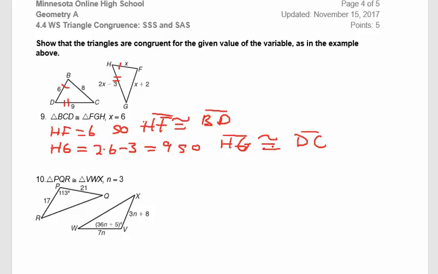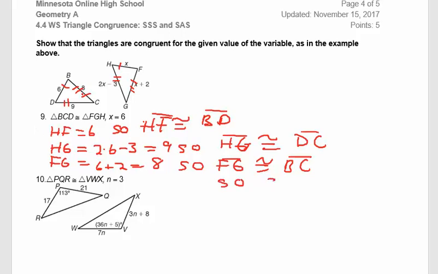And now we have one more pair of sides to show that they're congruent. We need to see what FG is equal to. FG is equal to x plus 2, but x is 6. So 6 plus 2 equals 8. And that's what BC was as well. So FG is congruent to BC.